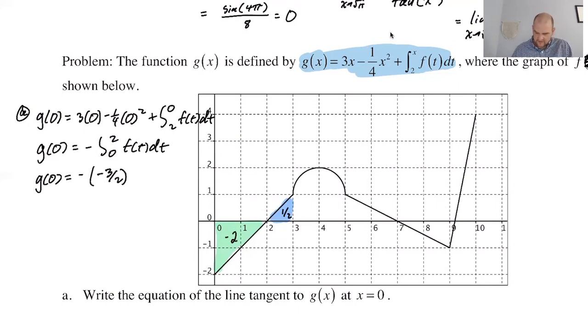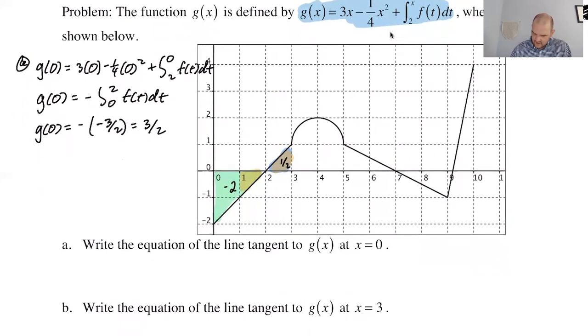The other thing I could have done is I could have realized right away that this region and this region are going to cancel out, and then you just find the area from 0 to 1. It doesn't matter. You would have gotten -3/2 doing that also. It's a little easier, but no biggie. So this is 3/2. All right, now we need the derivative.